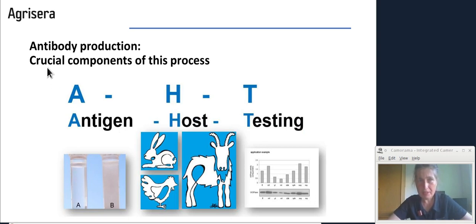When we consider antibody production, we're often asked the question: which of these 3 components is most important for successful antibody production? And actually, all 3 of them are of crucial importance, so antigen, host, and testing, because all 3 of them combined together will result in successful antibody production. So let's take a look at each of them.